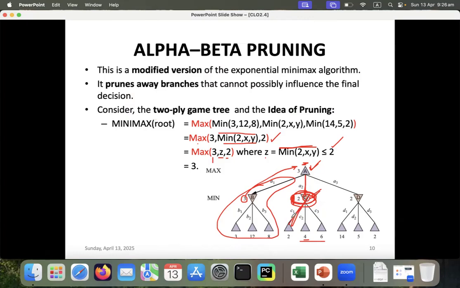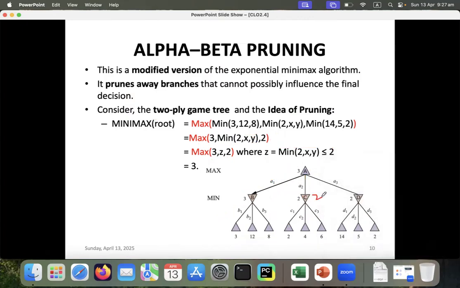Min player, after expanding this first branch, has the value 2. If some higher value comes next, min will not allow it. So that's why we are saying here, from this min to xy, you will get either 2 or less, not higher, due to the min player. So what values will you get up to this node? 2 or less.